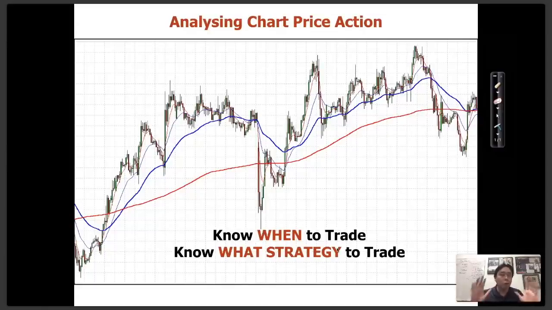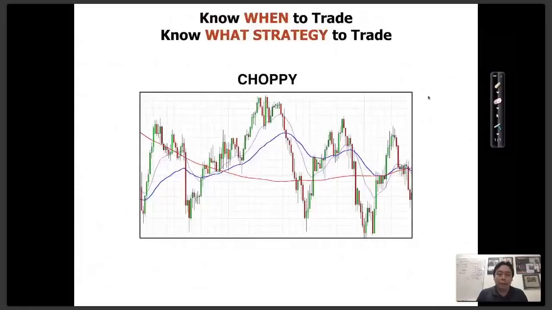When you look at a chart, sometimes you will see something like this, and this is what I call choppy price action. Whenever I see price action like that, I don't bother trading that chart or currency pair. So what is choppy price action? Notice the moving averages are not clearly sloping up, and not clearly sloping down. They're crisscrossing each other. Can you see? It crosses up, crosses down. When you see this crisscross action, forget it.